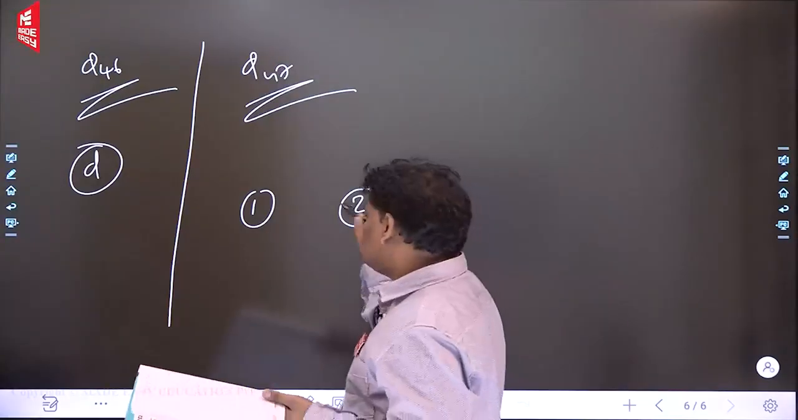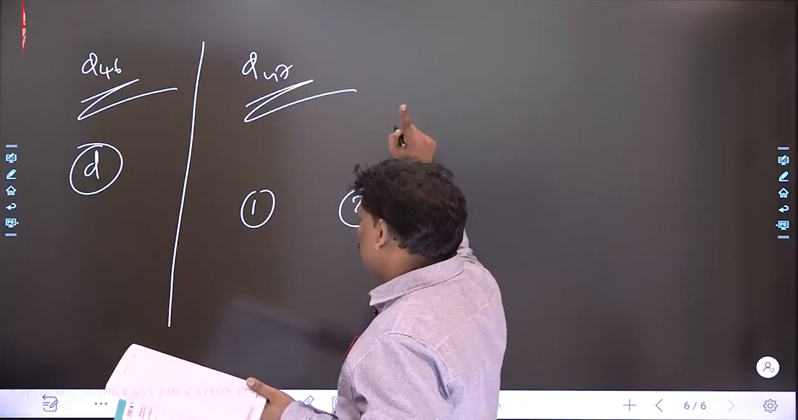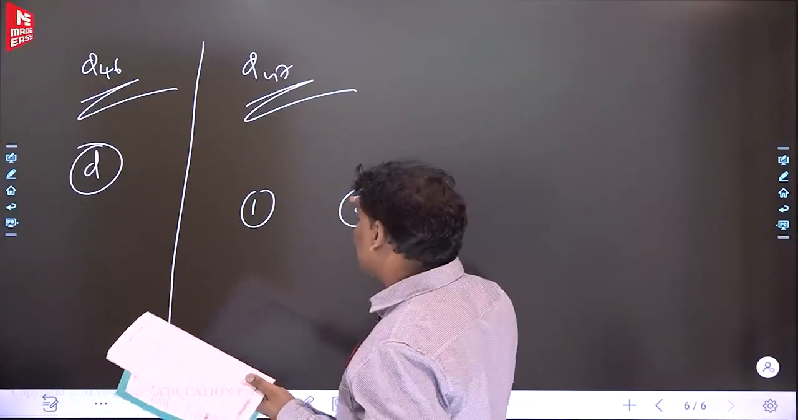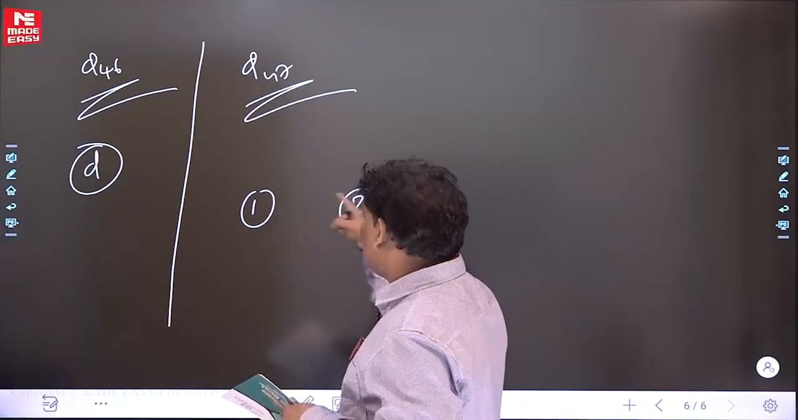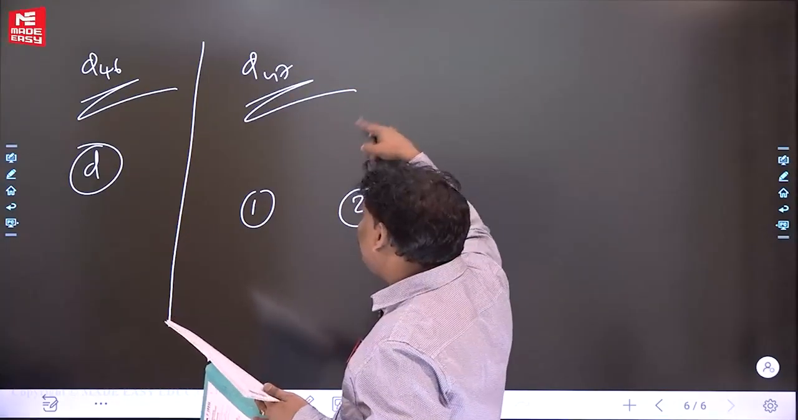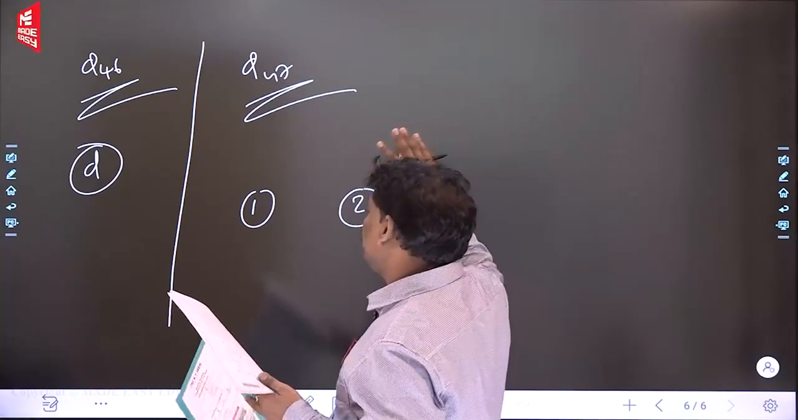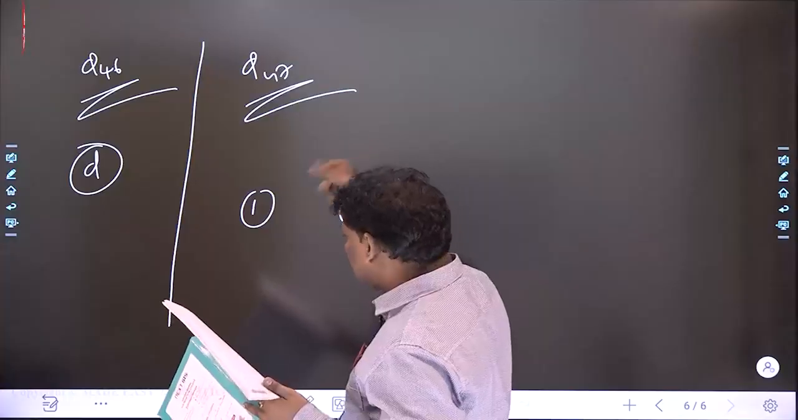I want to go from 1 to 2, I want a path P. That path P contains at maximum 3 edges. So you want P in such a way that a maximum of 3 edges should be there. One edge is also okay in this path, 2 edges also okay, 3 edges also okay.